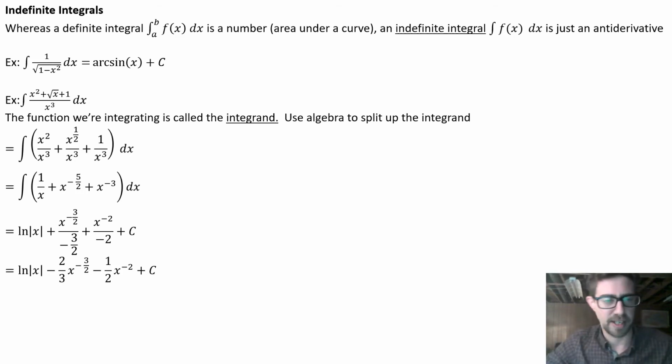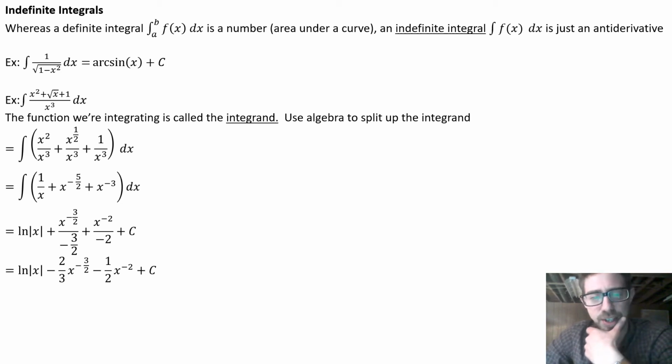So I'm going to rewrite that as natural log of the absolute value of x minus 2/3 x to the -3/2. You probably could have done that step in your head. Instead of saying over -3/2, just say minus 2/3 x to the -3/2. And then I'm just going to rewrite that as minus 1/2 x to the -2 plus c. You could simplify it even more by putting the x's in the denominator and stuff, but I would say this is as far as you should go. This is a fine answer. I like this just fine.